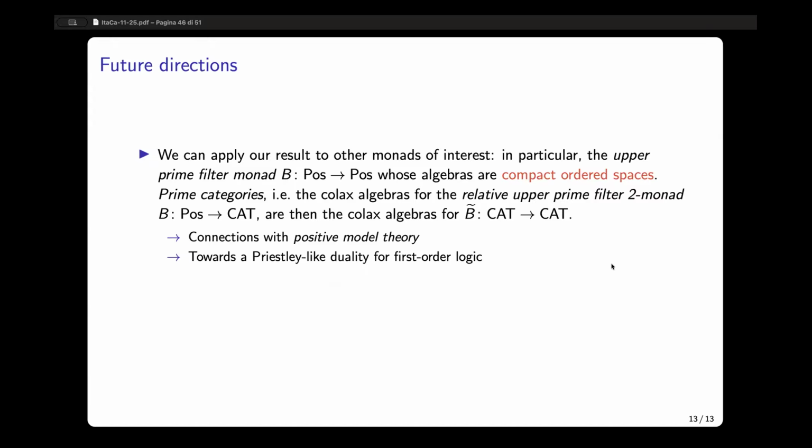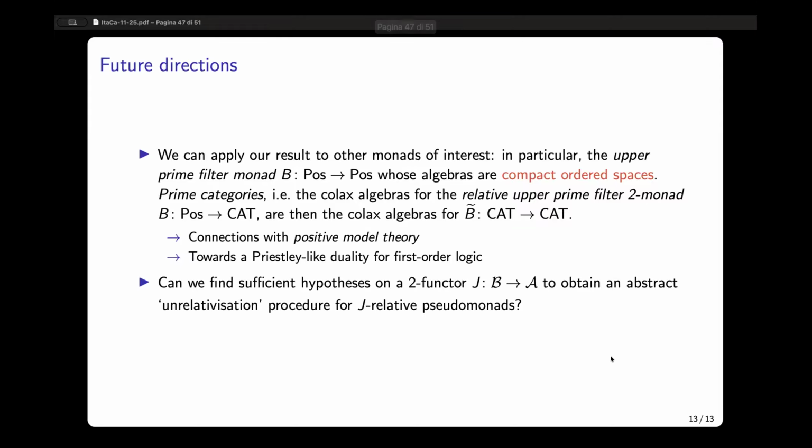So the idea is, can we do something analogous to what happens in the ultracategory world for prime categories? Can we prove something for positive model theory, which is how, let's say, coherent logic is called in the model theory world? Can we do some kind of Priestley duality instead of Stone duality for first-order logic?